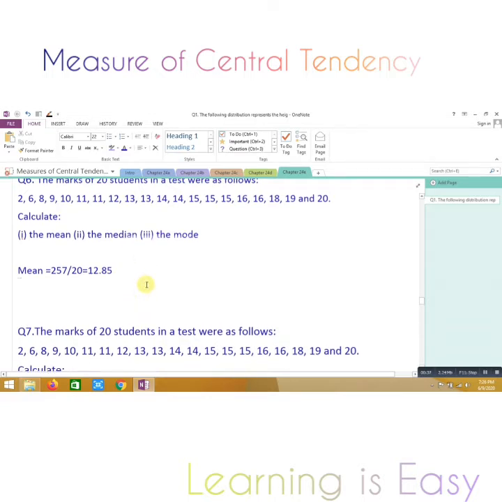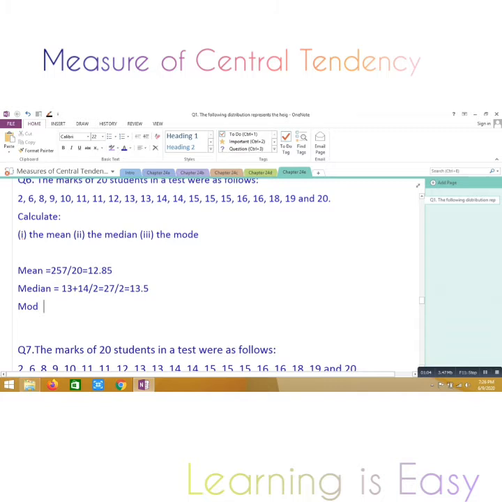Next we need to calculate the median. They are already in the ascending order. So the mid values here are 13 and 14. So 13 plus 14 by 2. So that is 27 by 2. That gives a median of 13.5. Next we need to calculate the mode. Mode means the maximum number of times occurrence in the data set, which is number 15. So mode is 15. It occurs 3 times.